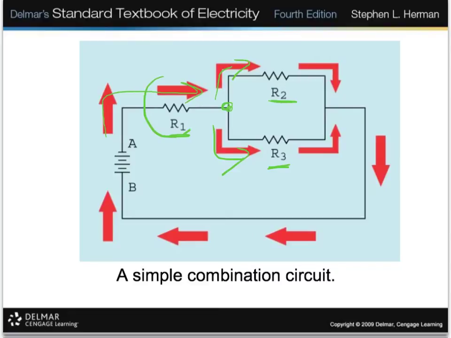So this one is in series with these two. These two are in parallel with each other. They're in parallel because the current has a choice. It can go across the top or it can go across the bottom.